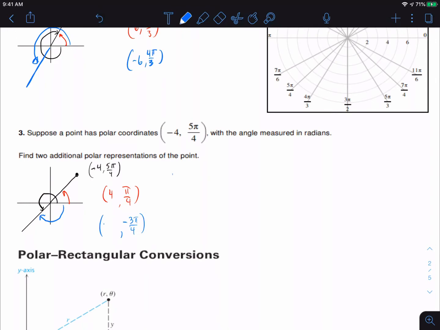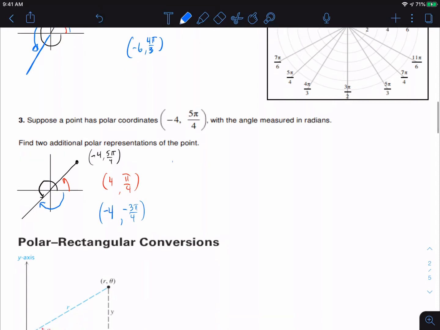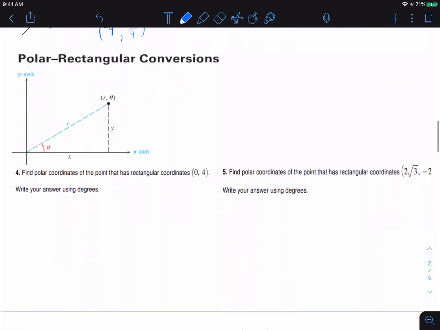Back. And so it should be negative 4. And so those are our 2 representations of these angles. I hope that makes sense. Go ahead and try and practice this. But now we're going to get into some problems with polar and rectangular. So converting from one way to the other. I think this is actually pretty cool.